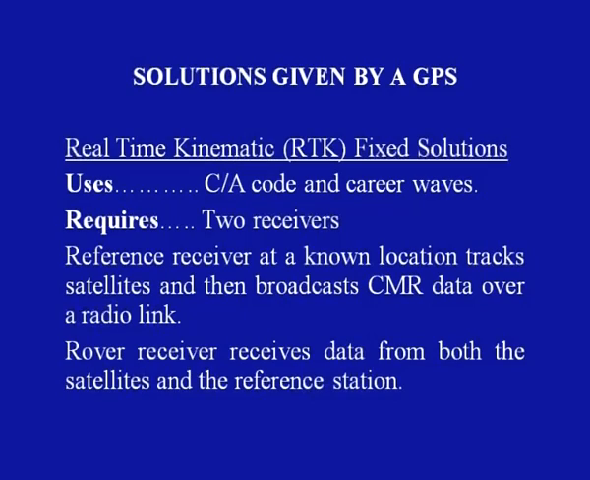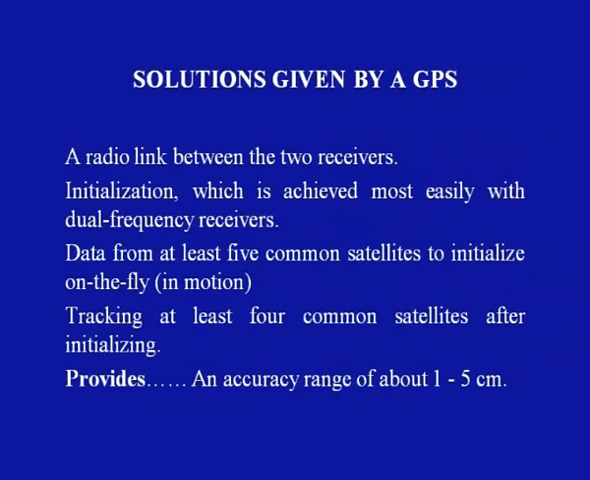Then we have the next solution, that is real-time kinematic fixed solutions. Well, again in this we use CA code and carrier waves and require 2 GPS receivers. The reference receiver at a known location tracks the satellites and then broadcasts the CMR data over a radio link. The rover receiver receives data from both the satellites and the reference station. A radio link between the 2 receivers has to be maintained.